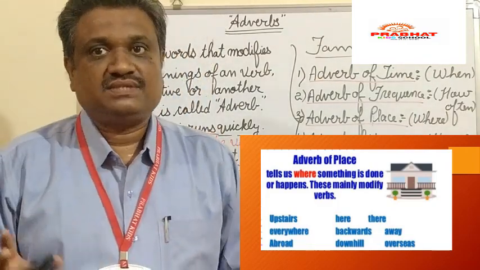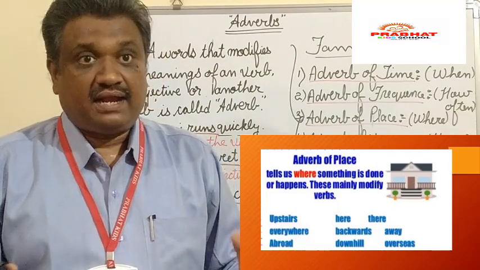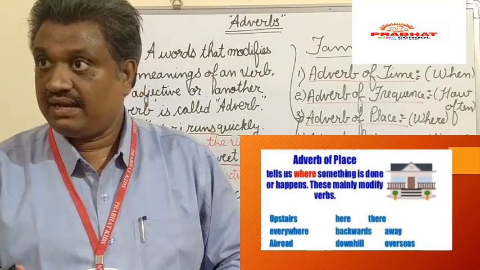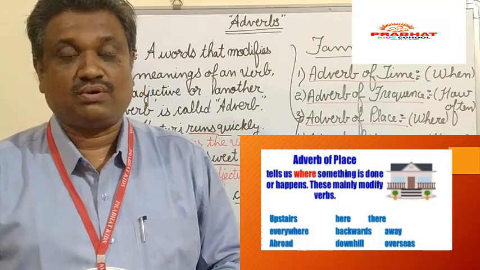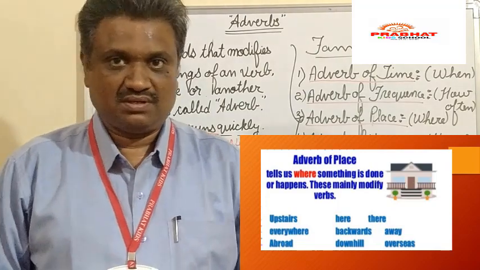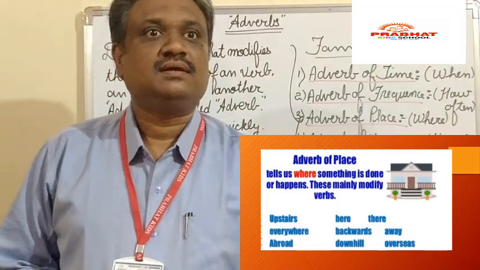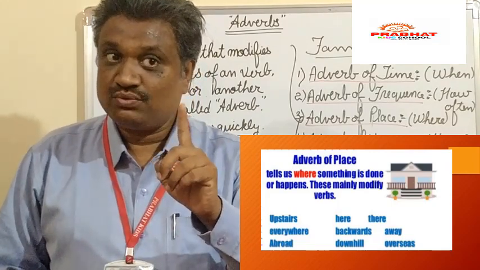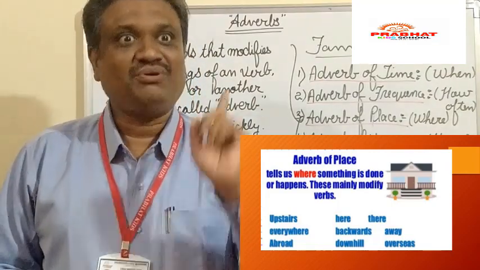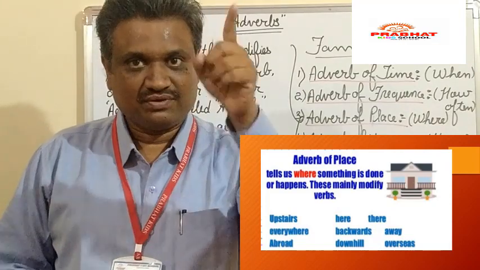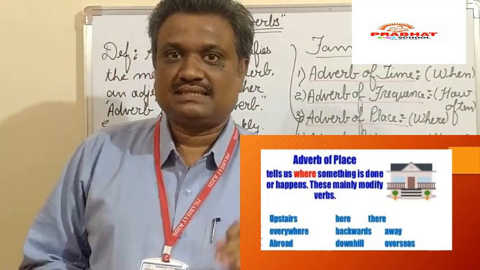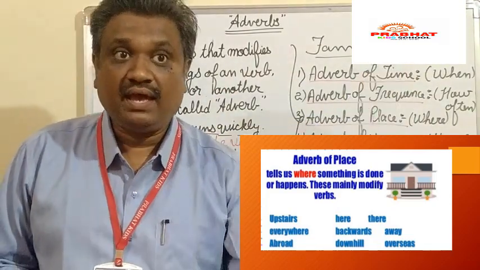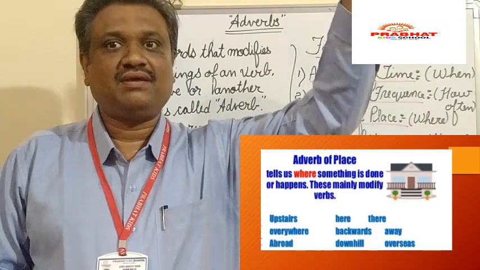Now, adverb of place. An adverb that gives us knowledge about the place where the action is taking place is called adverb of place, students. Come here. What is the keyword you have to keep in your mind today? Where? Here you have to come. Okay. Second example: the horse ran away. Where? It went away, ran away.